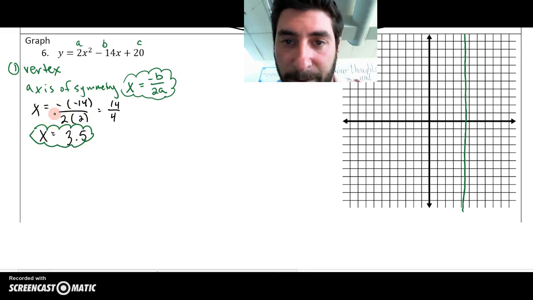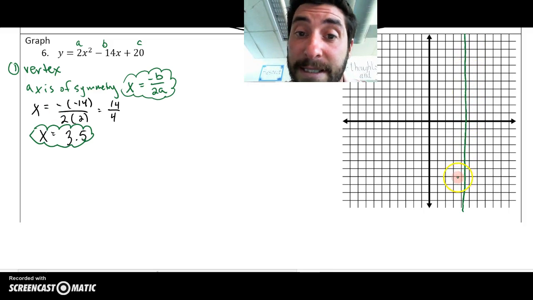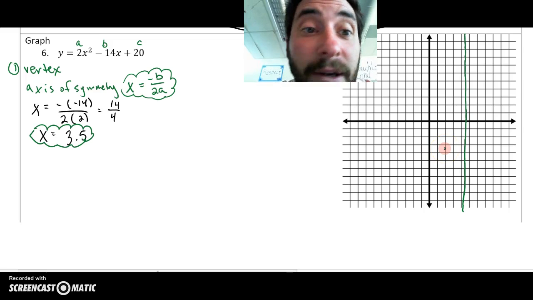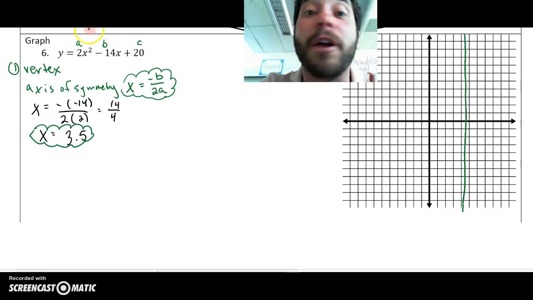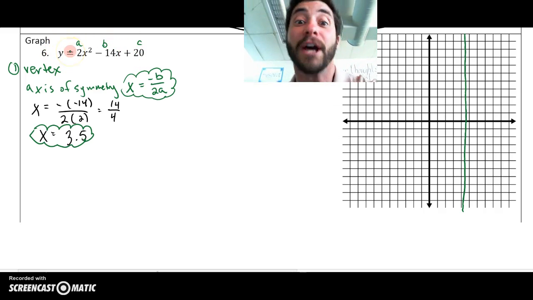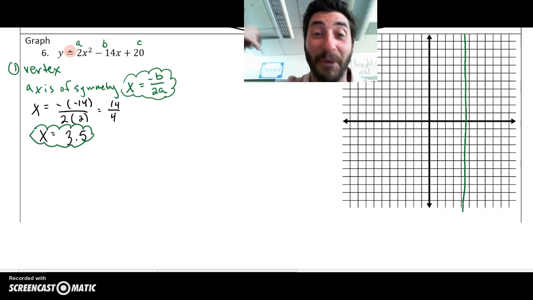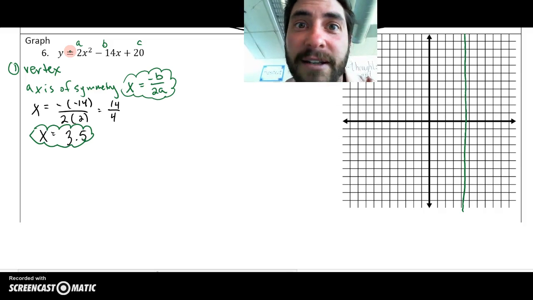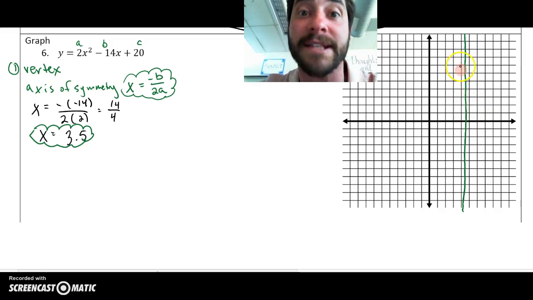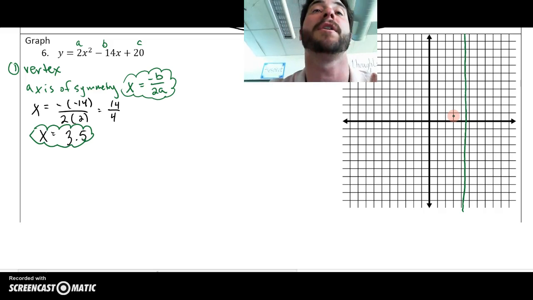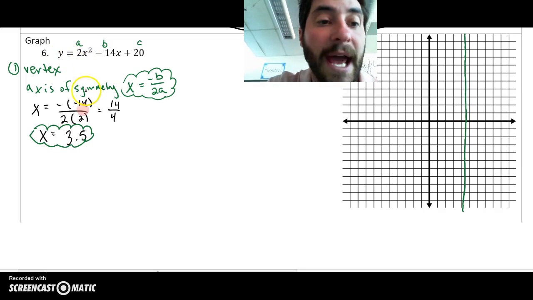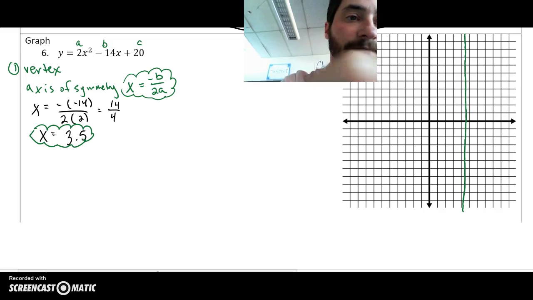Now, where do we go from here? You should know this. If we know where the x is, how do we find y? Plug it in! Yes! You know what x is, and the vertex is somewhere on this line. So let's find out what y is. What is the function when x is 3.5? Let's plug that in.